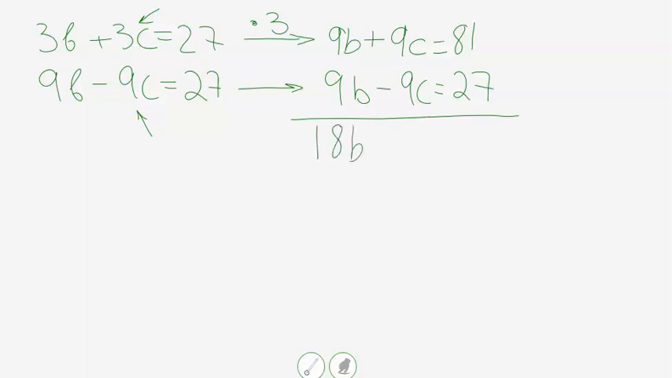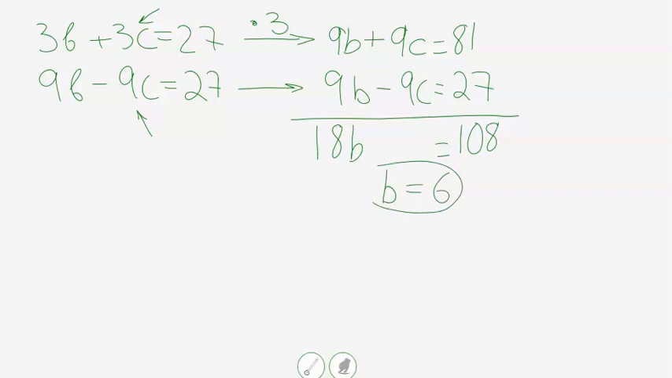We get 18b. Now these 9c's, because you have a plus and minus, they cancel out, so this would just be 0. I'm not going to write it. And we add 81 and 27. We get 108. Okay, great. So this one gives us b right away. We divide everything by 18 and we will get 6.